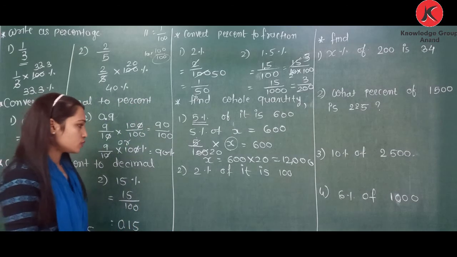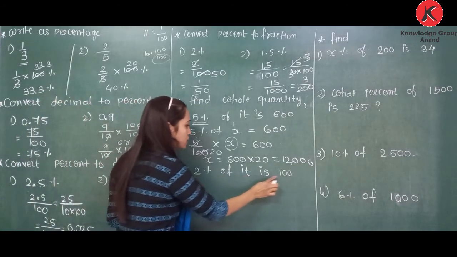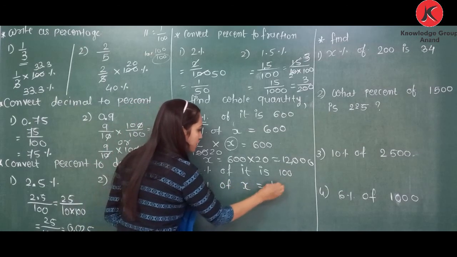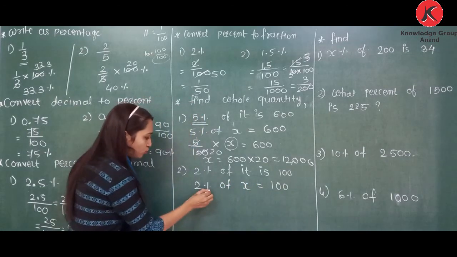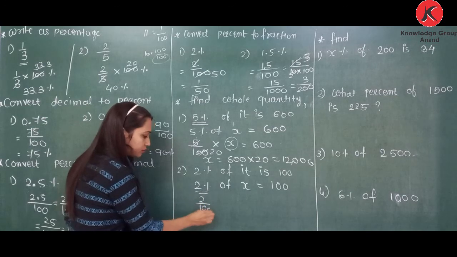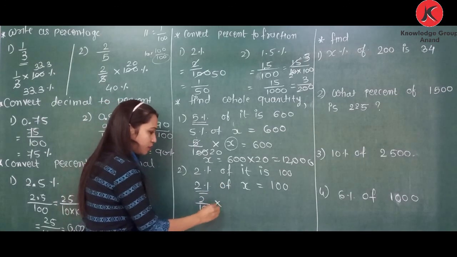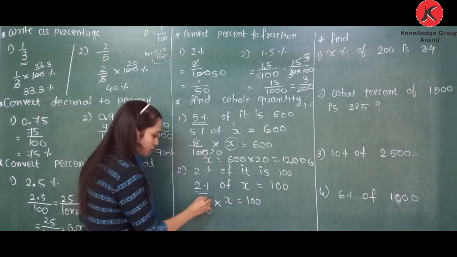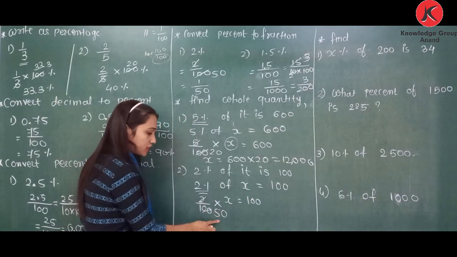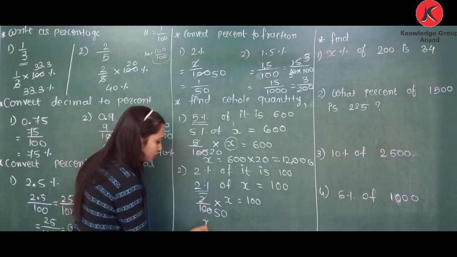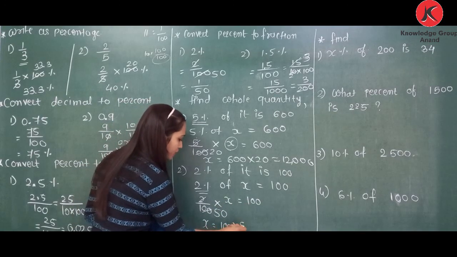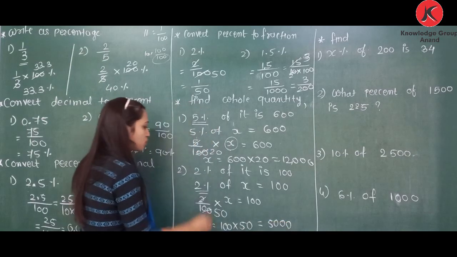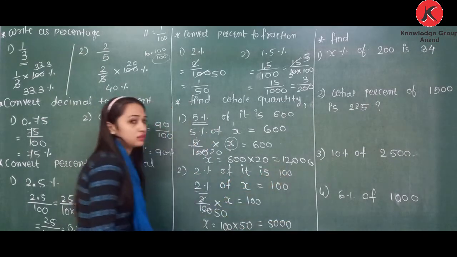Clear? Now next one, 2% of x is 100. So you can write 2% means 2 by 100. Of means multiplication. 2 by 100 times x is equal to 100. 50 that is in the denominator becomes multiplication. 100 multiplied by 50, so it is 5,000. So 2% of 5,000 is 100.